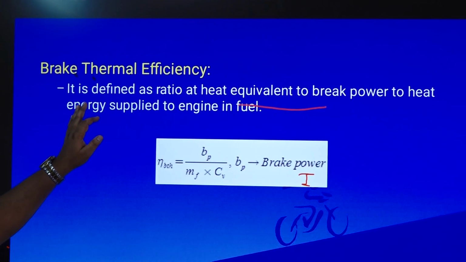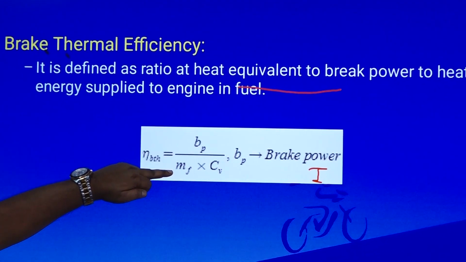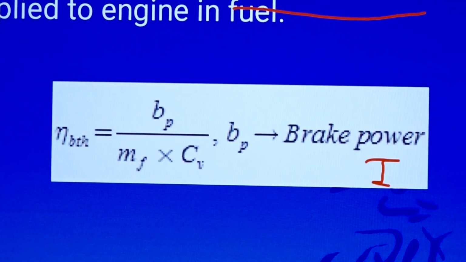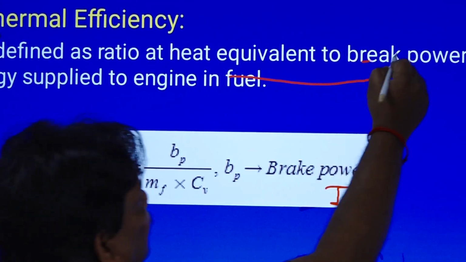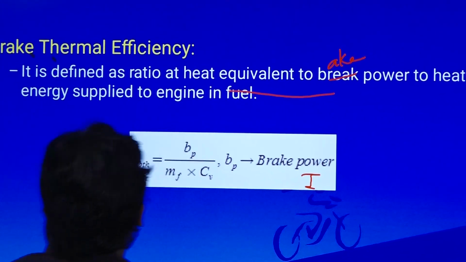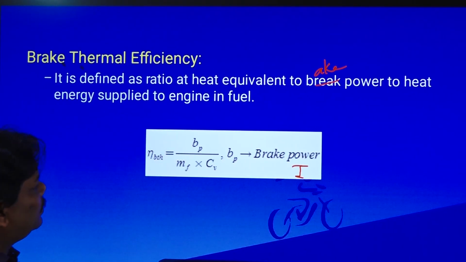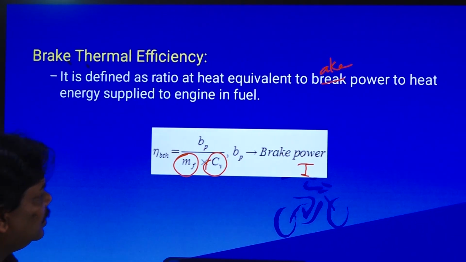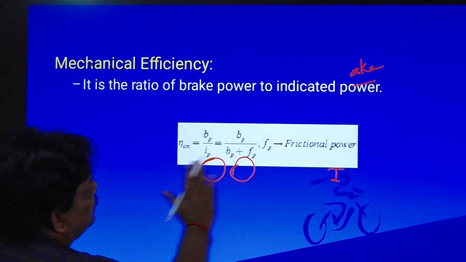So next is brake thermal efficiency. It is defined as the ratio between the brake power and the amount of energy in the fuel per second. That is, brake thermal efficiency is the ratio of the heat equivalent to the brake power to the heat energy applied to the engine in the fuel. So this is the formula. The mass of the fuel and the calorific value are required for this brake thermal efficiency. And then mechanical efficiency is the ratio between brake power and indicated power.